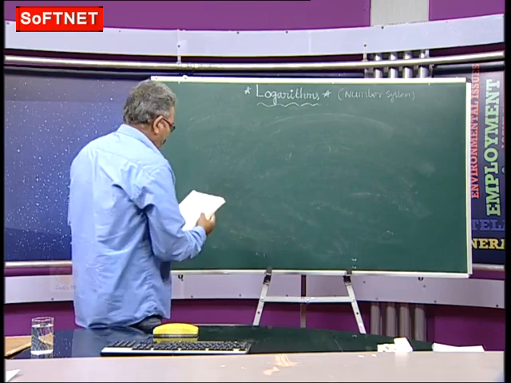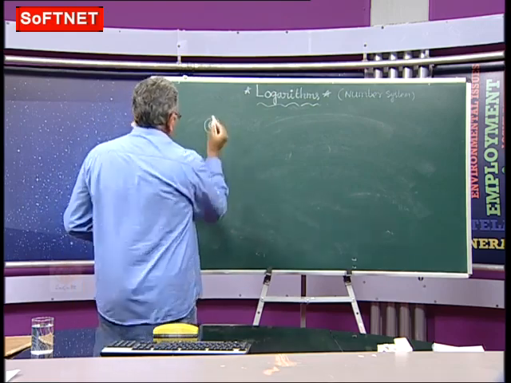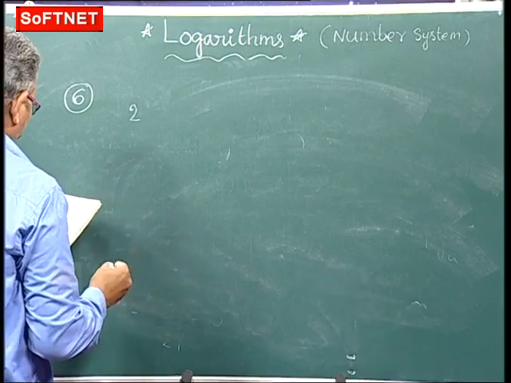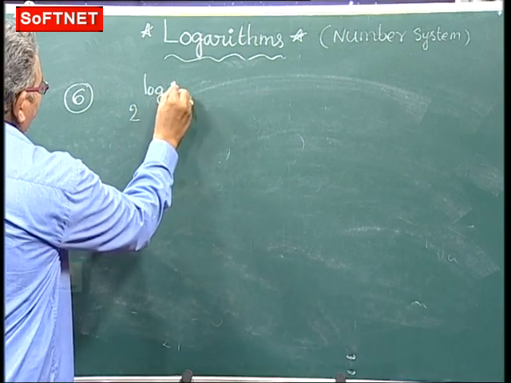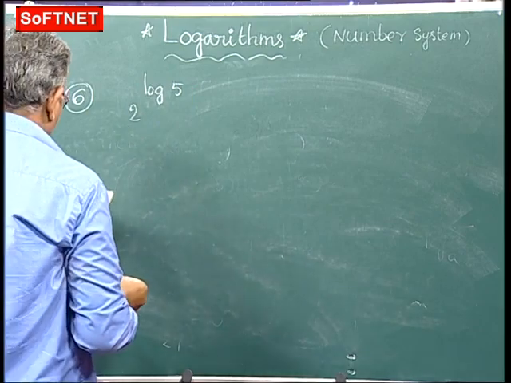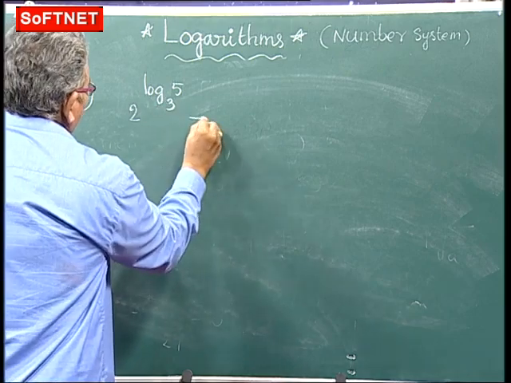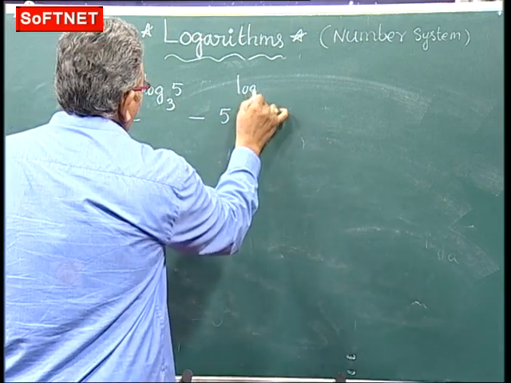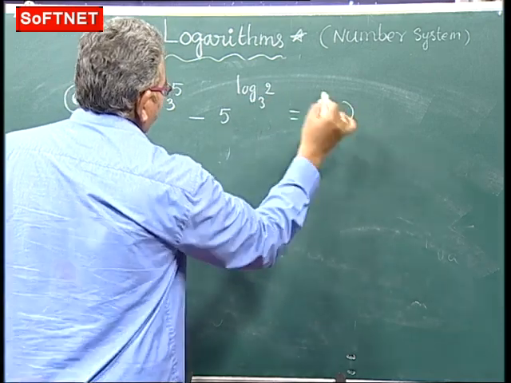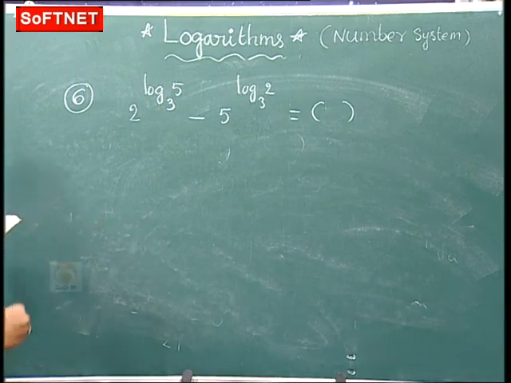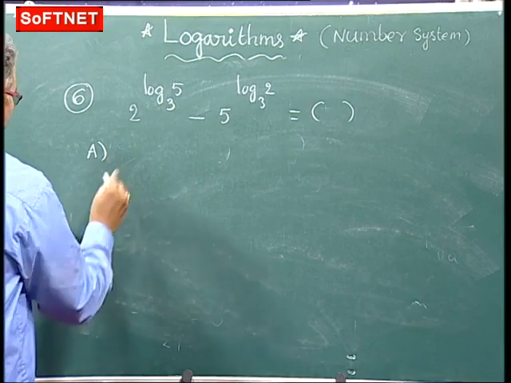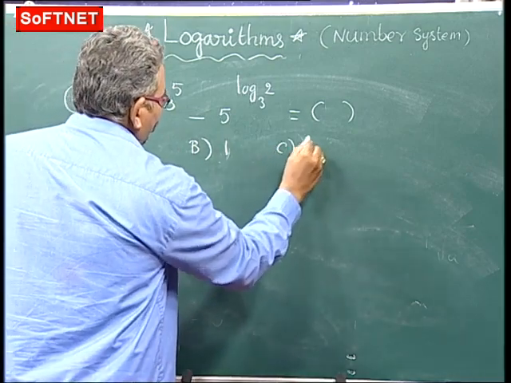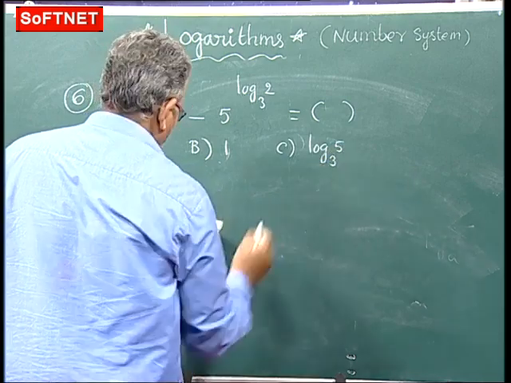So next problem. Okay, sixth one. 2 to the power of log 5 to the base 3 minus 5 to the power of log 2 base 3 equals to. Options: A 0, B 1, C log 5 base 3, D 2.